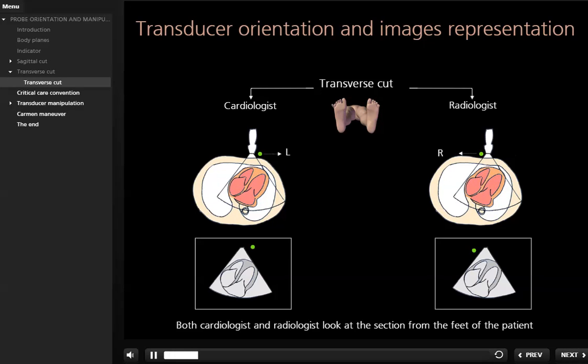In transverse view, the images obtained by radiologists and cardiologists are similar. Both radiologists and cardiologists look at the section from the feet of the patient.